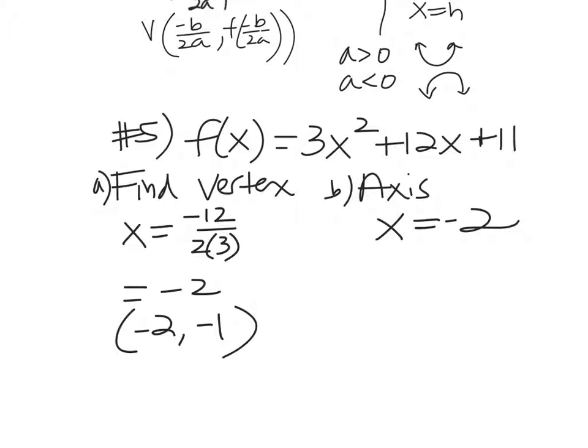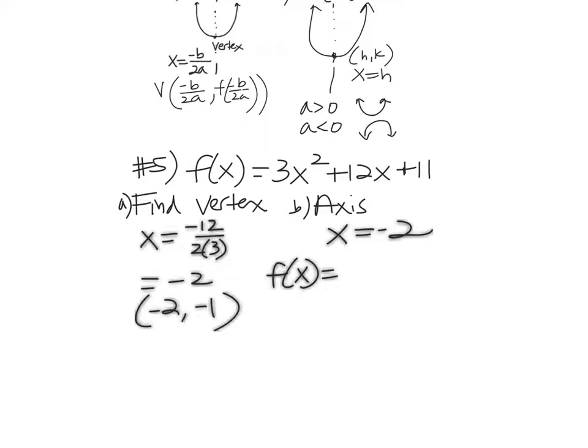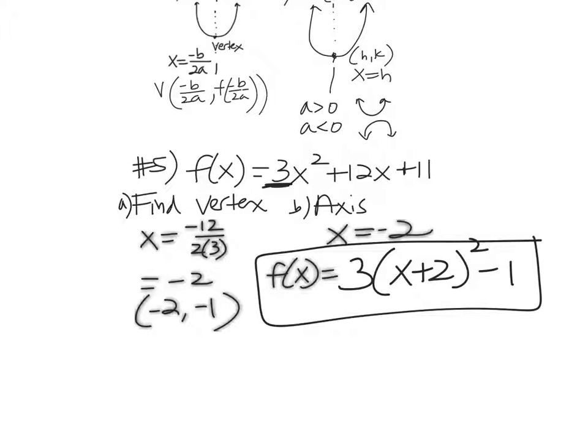Okay. So now, let's go ahead and rewrite this in vertex form. f of x equals a. What's a in this problem? 3. Yes, it's the same one here. Same a. Standard form and vertex form, same number. 3 times (x plus 2) squared minus 1. And there it is, vertex form.